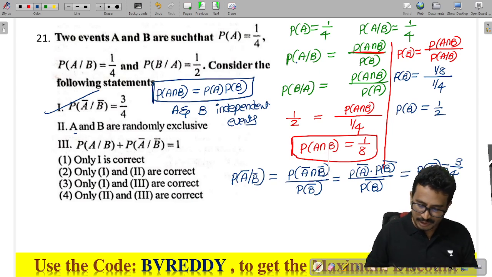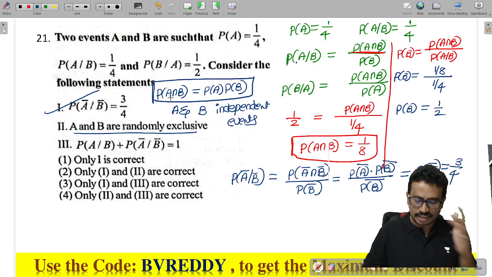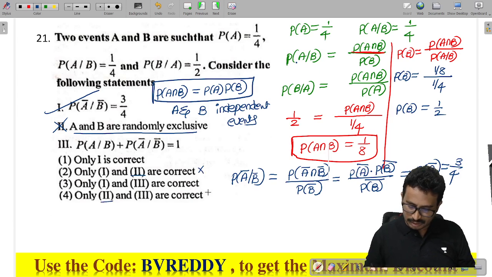Next, A and B are mutually exclusive. It can never be, because P of A intersection B is equal to P of A into P of B. These are independent, not exclusive. So the second statement is wrong. You can check here, this is wrong.